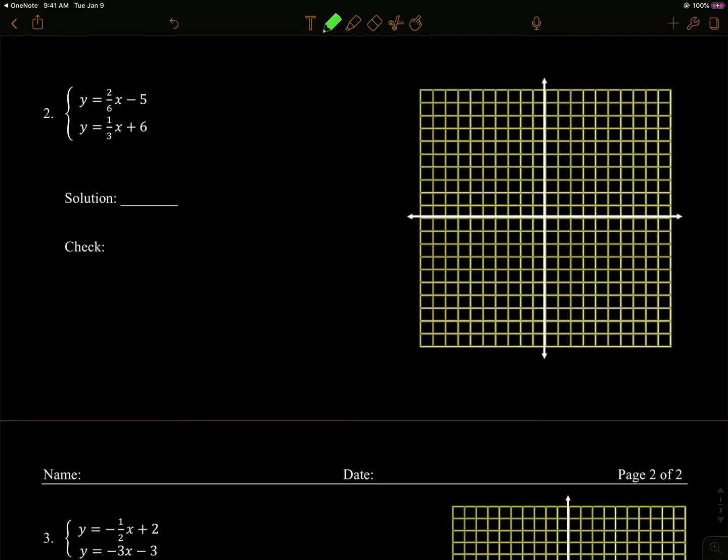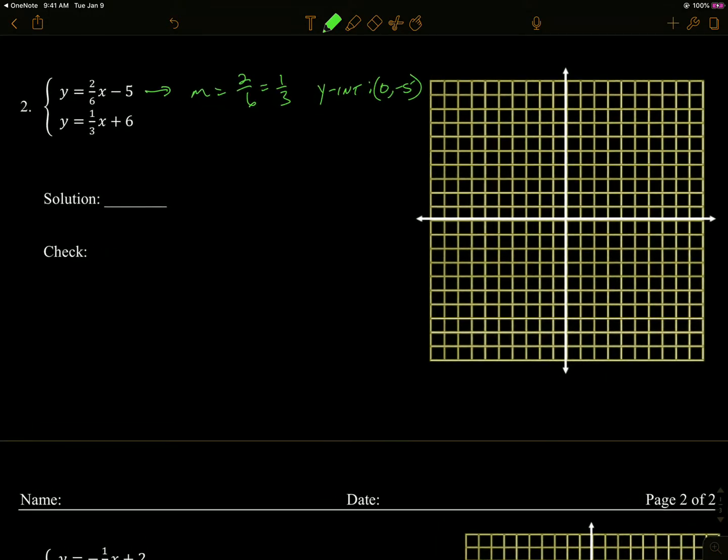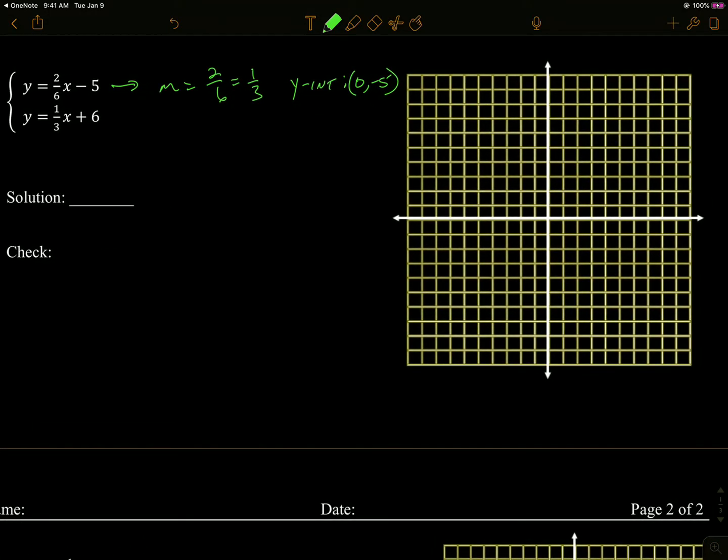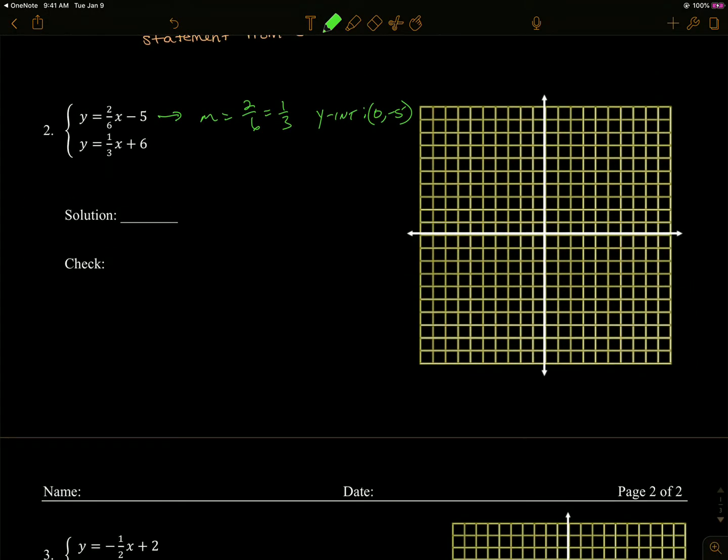All right, so let's try number 2 here. So this line, I got to graph it first. I know that its slope is 2/6, which I know reduces to 1/3. And the y-intercept is 0, -5. So again, I knew that because this is in slope-intercept form, y equals mx plus b. So first I graph the y-intercept at 0, -5. Then I use the slope to find the next point.